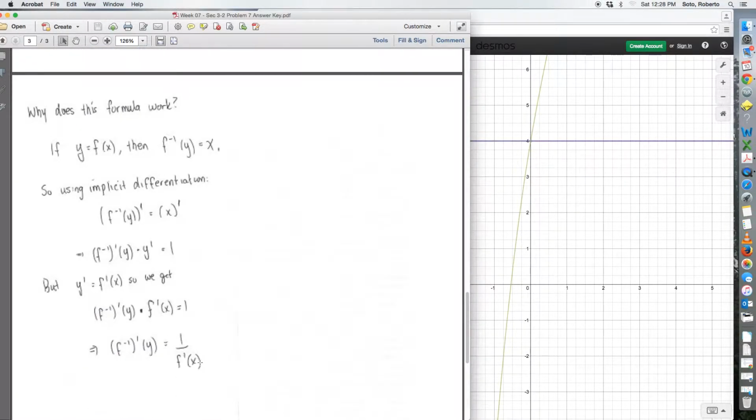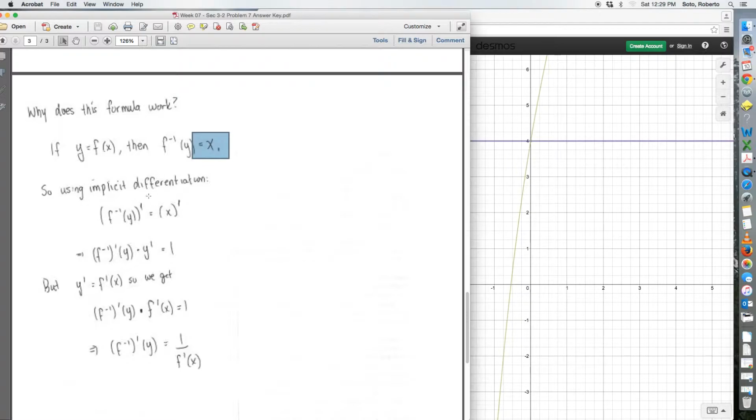And then if you're interested and if you have time, you can watch the rest of this video. I explain why the formula works. It's similar to what we did in class on Thursday. I have a function y equals f of x. That means that when we take the inverse, the y, which is the output, becomes the input. And then the x, which was the input, becomes the output. That's what it means to be an inverse. This is what we discussed on Thursday and Tuesday.